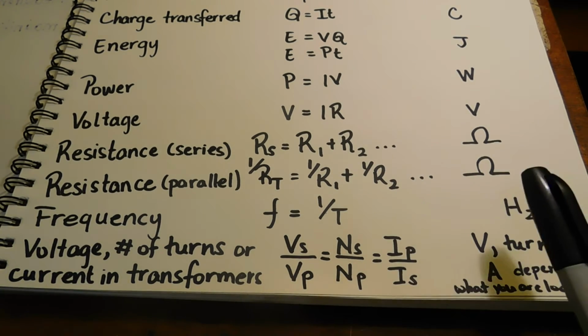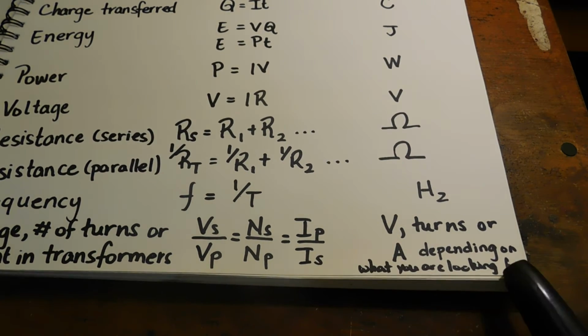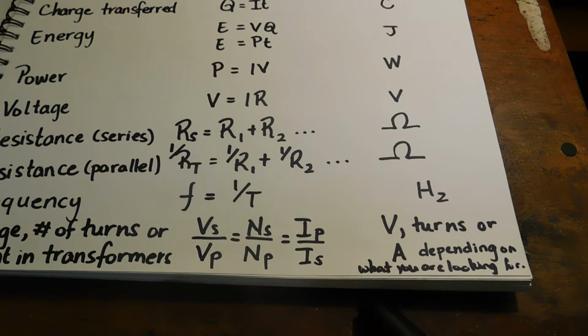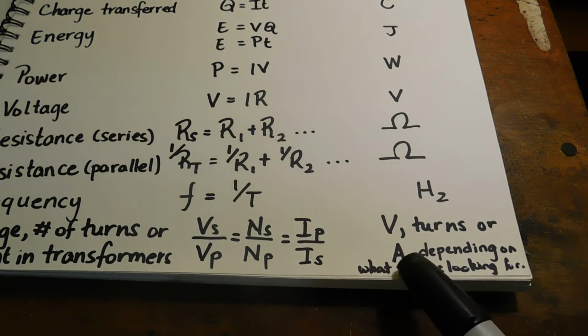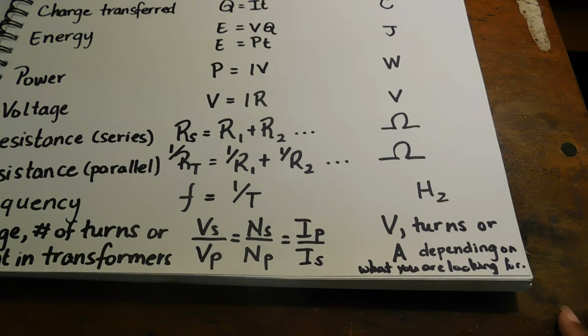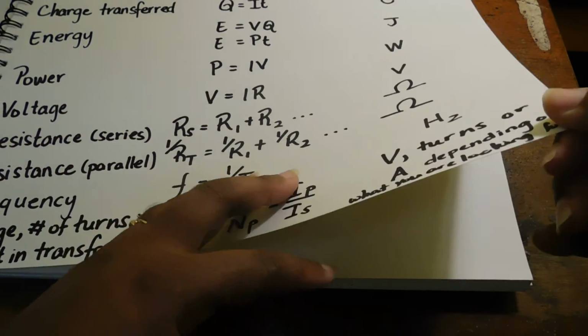V and N stand together, right? So if you're looking for V, voltage, you have V. I is the amount of current, and of course N is the turns. Okay, and so that will be the units.